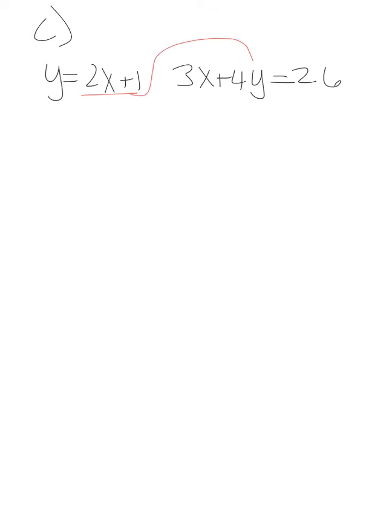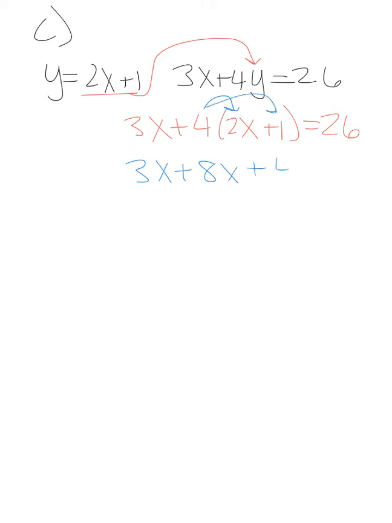Letter C says y equals 2x plus 1 and 3x plus 4y equals 26. Again, y is equivalent to 2x plus 1. So I'm going to take my 2x plus 1 and plug it in where I see my y. So my second equation now becomes 3x plus 4 times (2x plus 1) equals 26. I'm going to take my 4 and distribute it in. 4 times 2x is 8x. 4 times 1 is 4 equals 26. Put my 3x and my 8x together and I get 11x plus 4 equals 26.